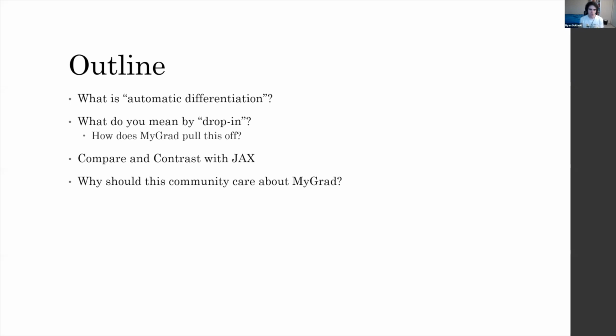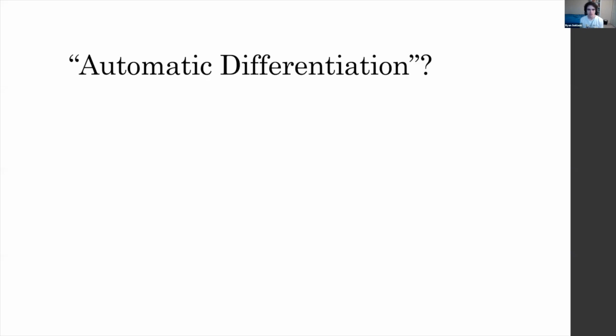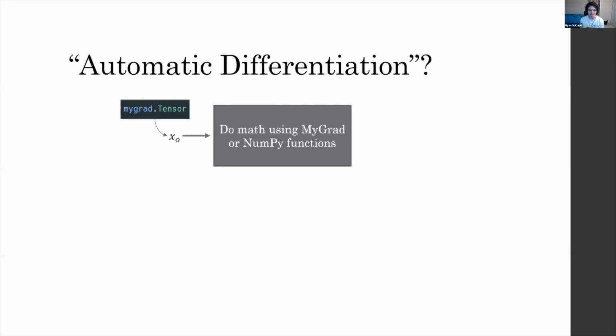And then I'll talk a little bit about why I think this community should care about MyGrad, or why they might care about MyGrad. Okay, so what is automatic differentiation? If I have a number that in my code I represent as a MyGrad tensor, I can pass that to any MyGrad or NumPy math function and get out some output, which will be represented by a MyGrad tensor.